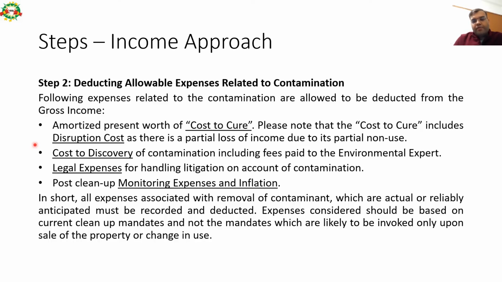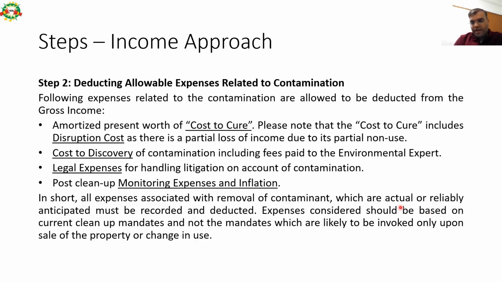The second type of cost which is allowed for deduction from the gross income is the cost of discovery of contamination, including fees paid to the environmental expert. We may be required to pay certain fees to an environmental expert to analyze and quantify the exact level of contamination the property is having. Then legal expenses for handling litigation on account of contamination, if there is any litigation being forced on us. Then post cleanup monitoring expenses, inflation, etc. So in short, all expenses associated with the removal of contaminant which are actual or reliably anticipated.